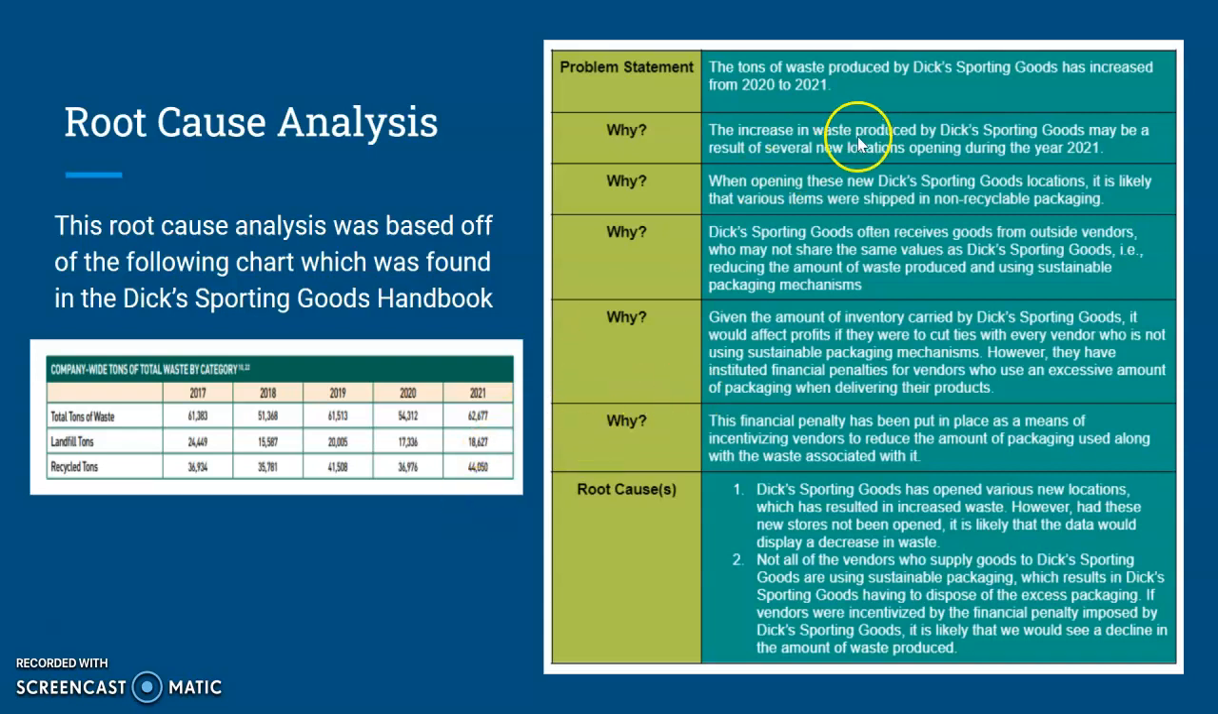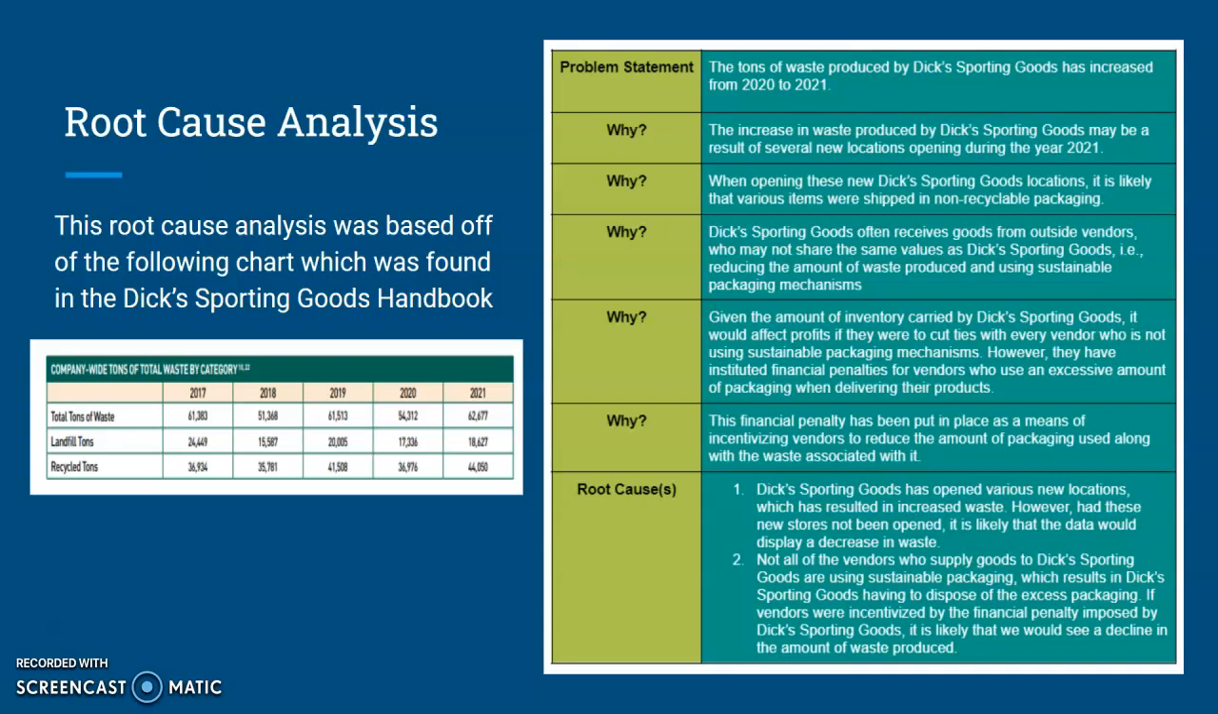Based off of this, our problem statement is the tons of waste produced by Dick's Sporting Goods has increased from 2020 to 2021. And this is a problem because they have been working to decrease the waste that they are producing. So then we ask, why is there an increase? This may be because Dick's Sporting Goods has opened several new locations in 2021. And why might that have led to an increase in waste? It is likely that various items were shipped in non-recyclable packaging by Dick's Sporting Goods' different vendors.